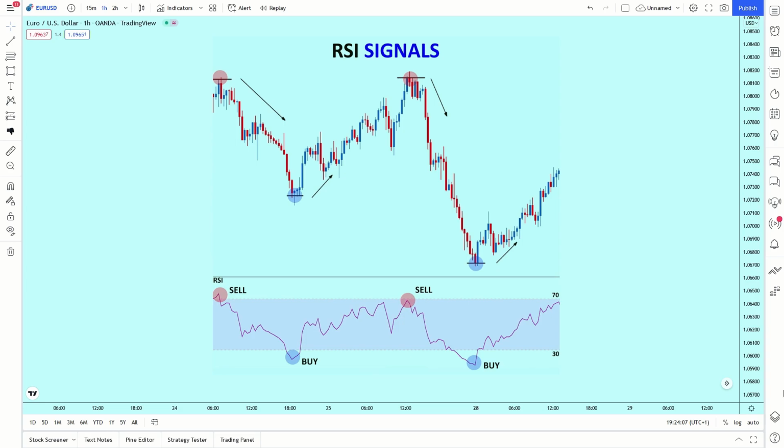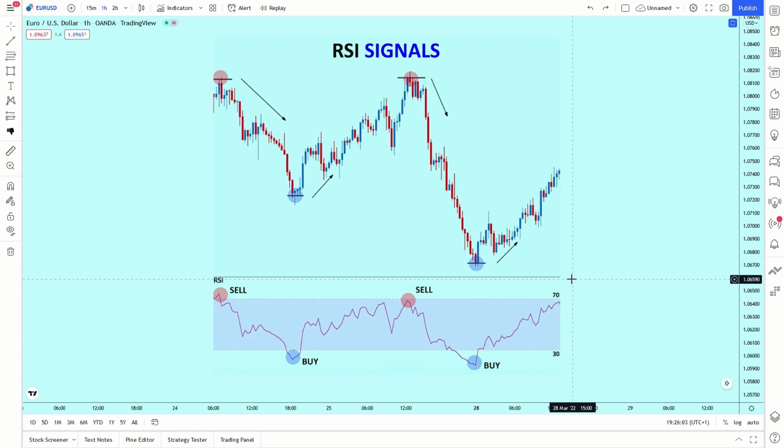So this is an example of an RSI indicator, and on the right side there is a scale from 0 to 100. Here I marked 70 and 30. These are default numbers, and everything above 70 represents an overbought state and everything below 30 represents an oversold state.